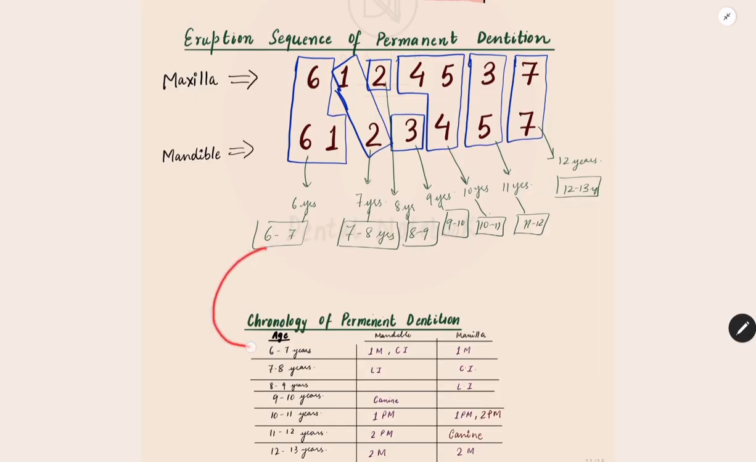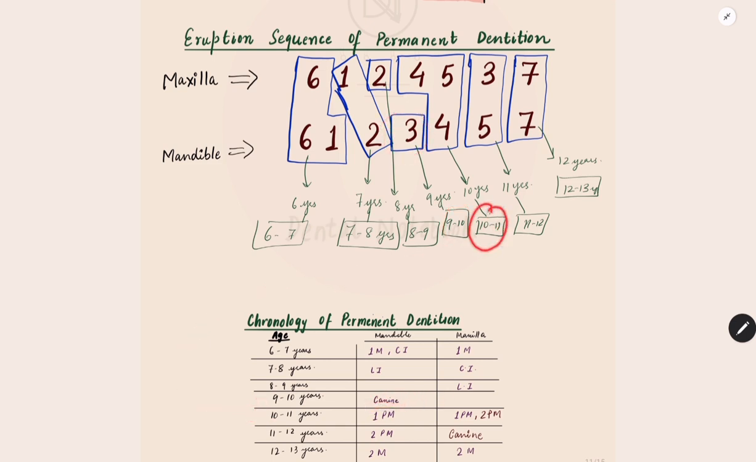From 6 to 7 years of age, your first molar of both maxilla and mandible develop, and the central incisors of your mandible develop. From 7 to 8 years of age, your maxillary central incisor and mandibular lateral incisors develop. From 8 to 9 years of age, the lateral incisor of the maxilla develops. From 9 to 10 years of age, your mandibular canine develops.